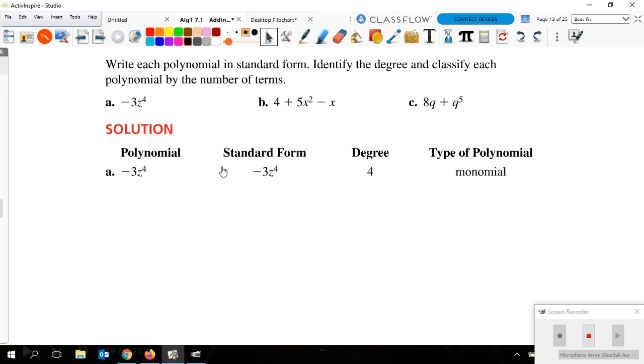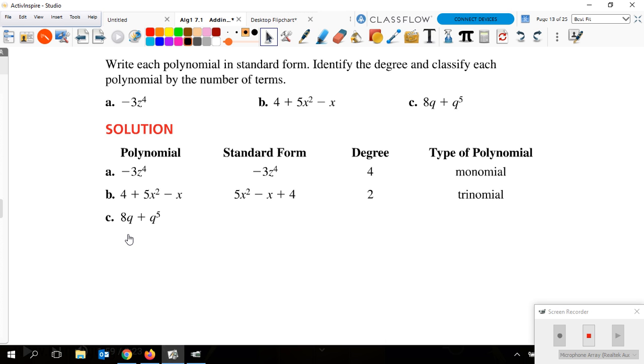For B, here's our polynomial problem. Standard form would be putting the x squared first, and then the x term, then the constant number last. The degree is the highest degree, which would be 2 in this one, and it's 1, 2, 3 terms. We call it a trinomial.